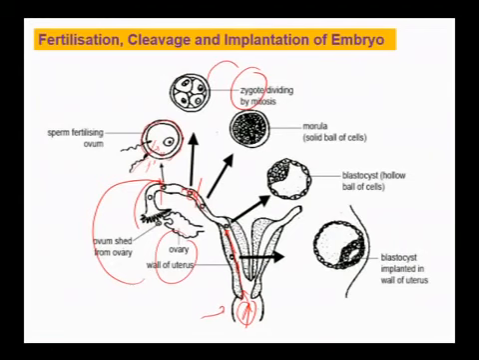The zygote undergoes repeated mitotic divisions. The repeated mitotic divisions of the zygote are called cleavage. The resulting cells are called blastomeres.